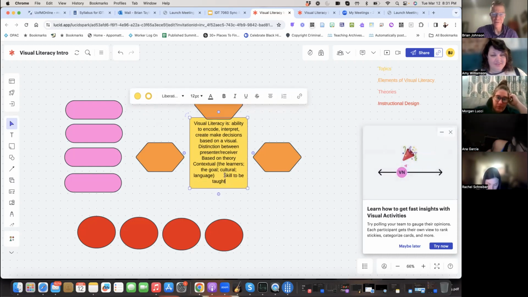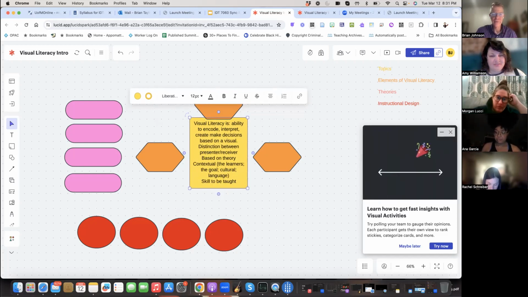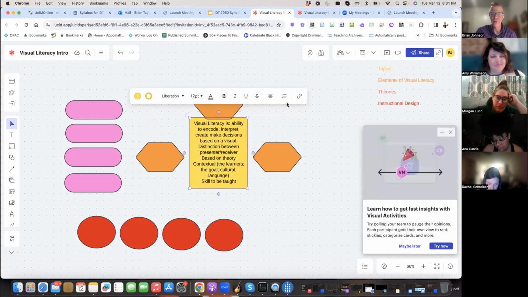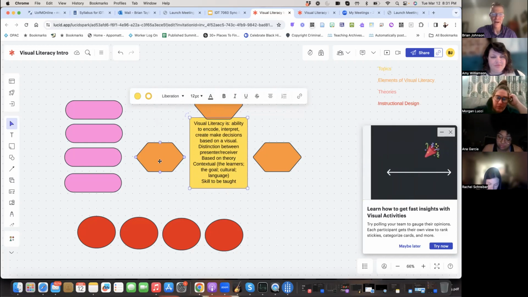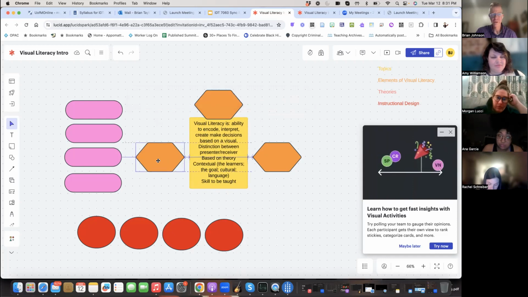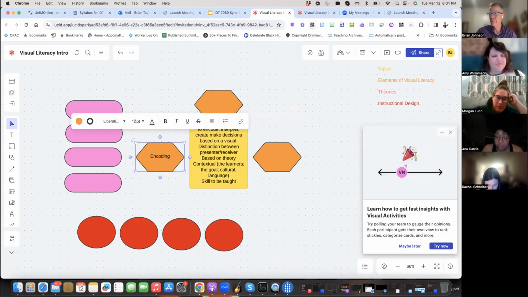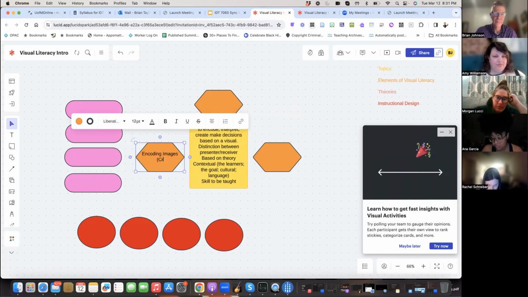Okay, I think we hit some of the different elements here. We've got a pretty good working definition. As our text mentioned, it's kind of hard to define, which is why for a long time nobody had done it. But what are the three? I think we've got a couple of these already. We mentioned before that we've got encoding. That's one of the skills we need to have here. Encoding images, we might call that creation of images.